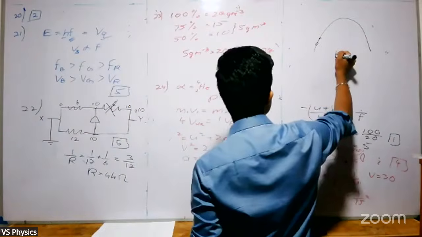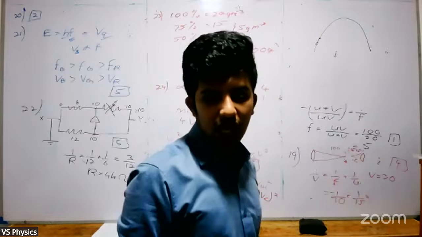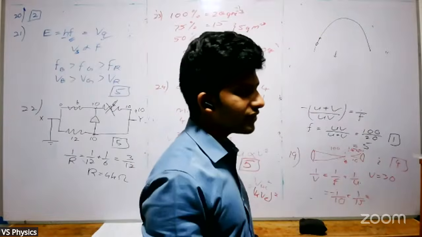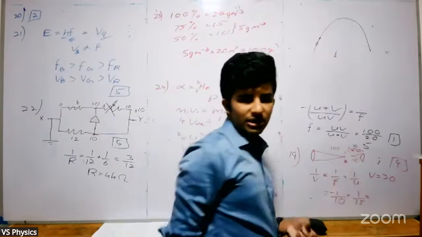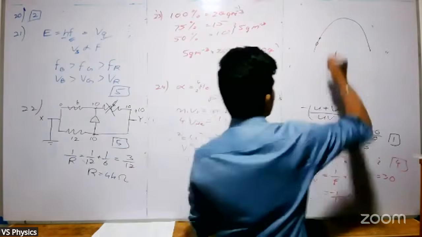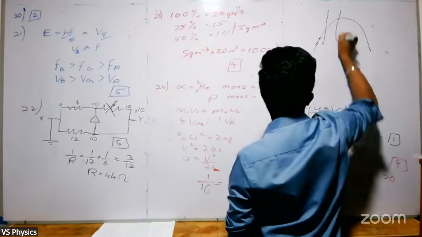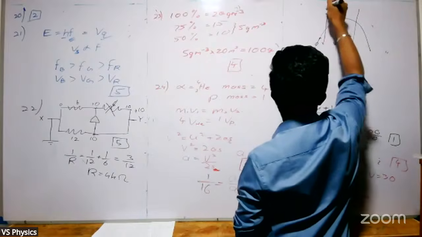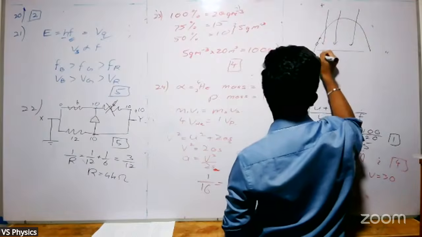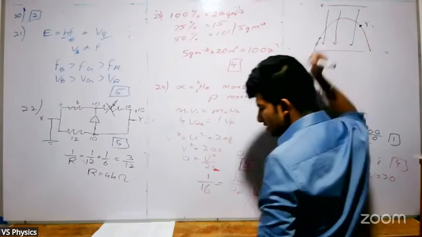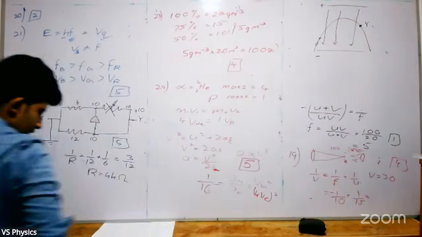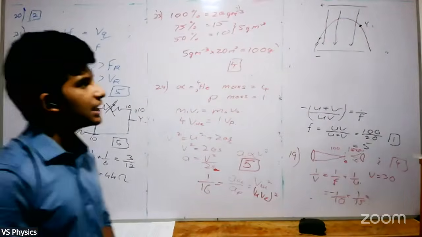Gravitational acceleration acts downwards. Same way we have to put the electric field in such a way that the force due to the electric field acts downwards. Electric field is pointing downwards. This is the positive plate, this is the negative plate. And they are talking about something called Y as well. Electric potential at Y is higher than X.